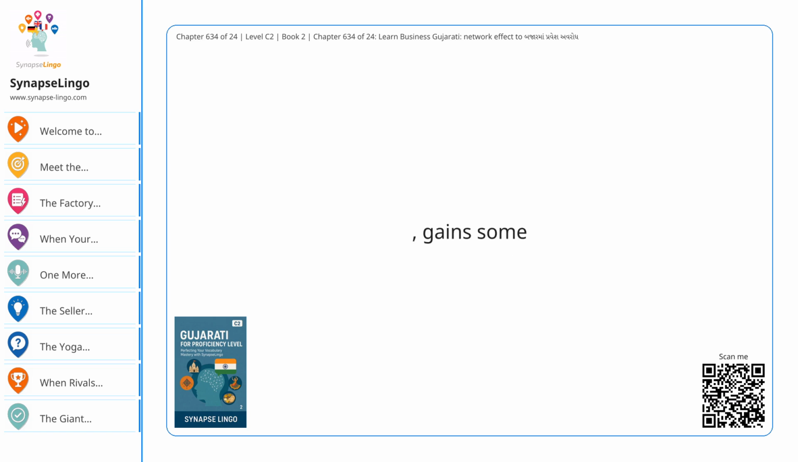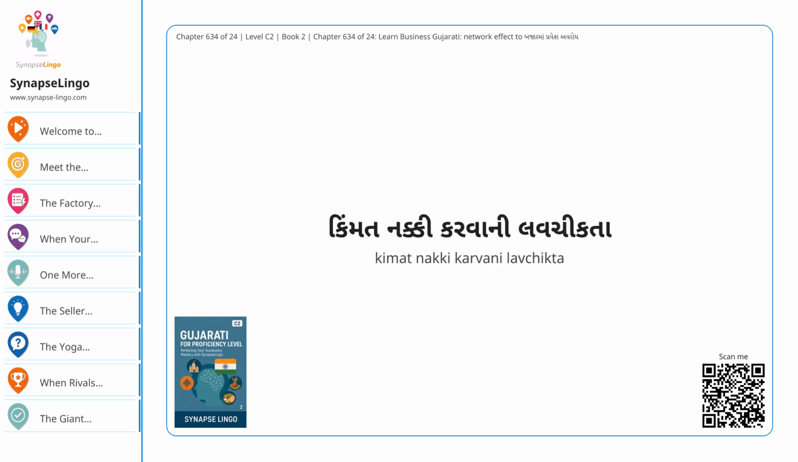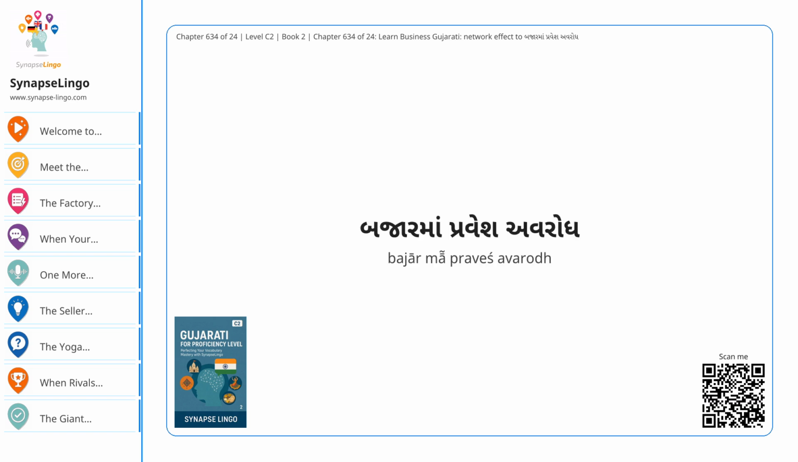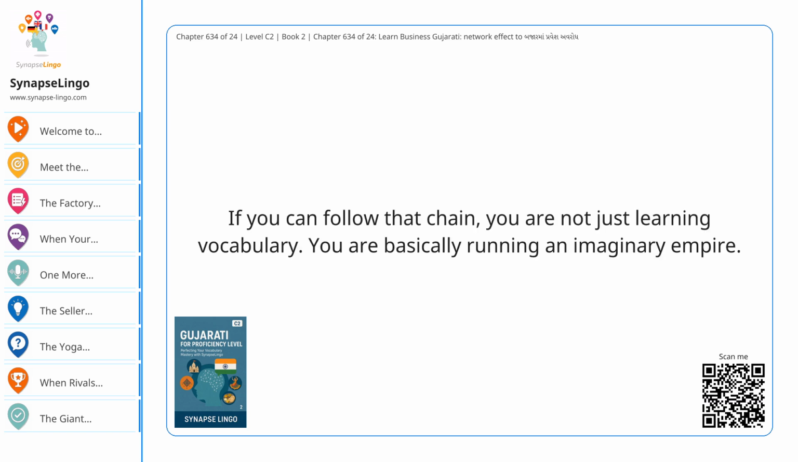gains some બજાર શક્તિ, enjoys કિંમત નક્કી કરવાની લવચિકતા, studies સ્પર્ધાત્મક ગતિશીલતા, and finally becomes so established that new rivals face a બજારમાં પ્રવેશ અવરોધ. If you can follow that chain, you are not just learning vocabulary. You are basically running an imaginary empire.